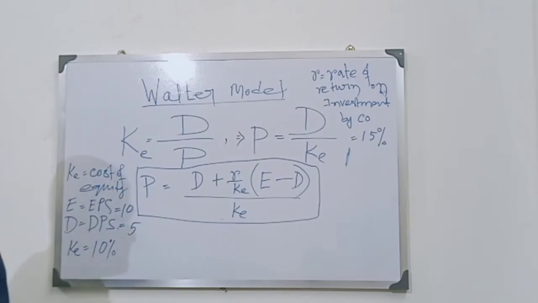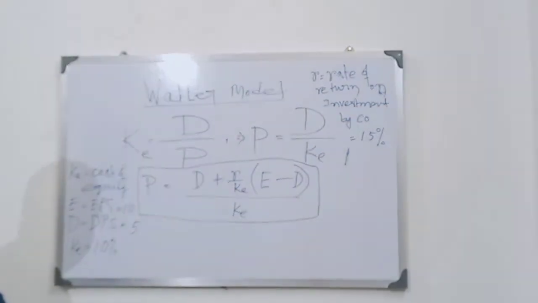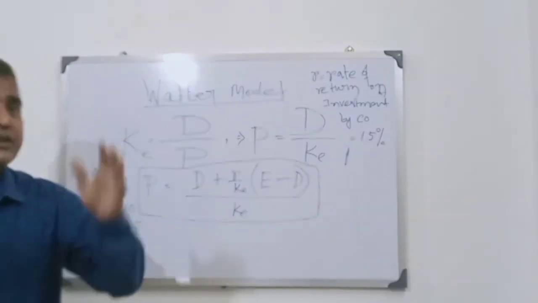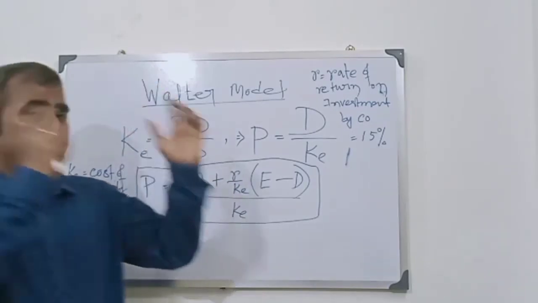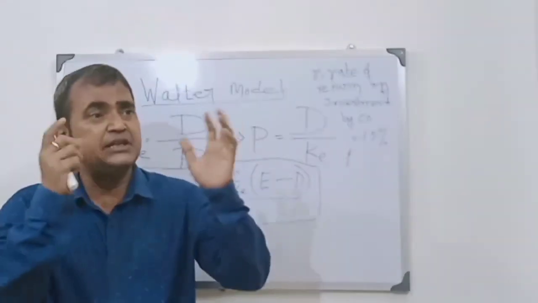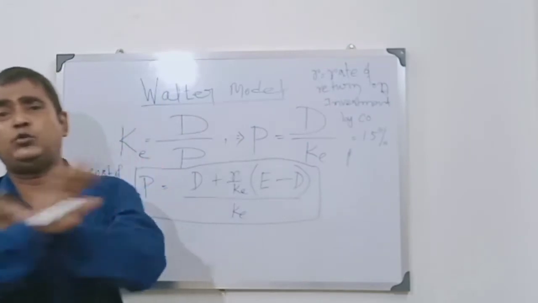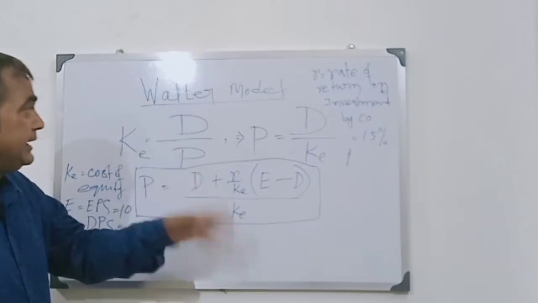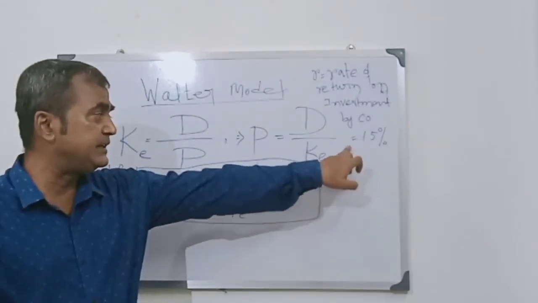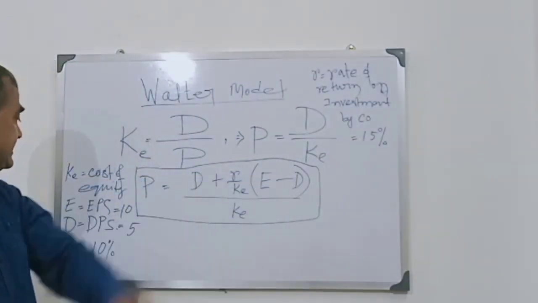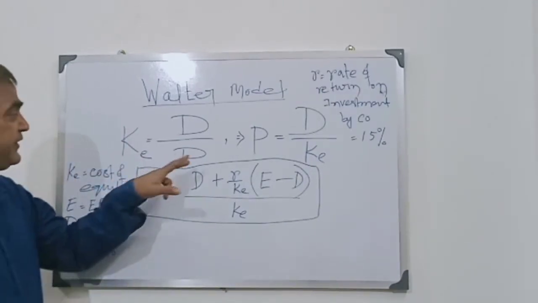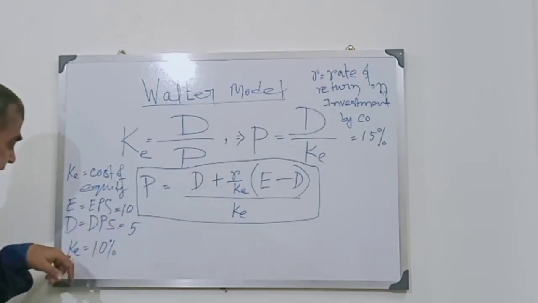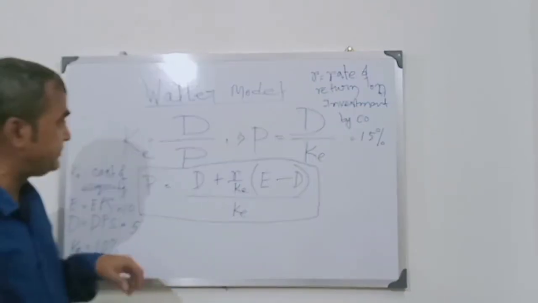What should be the market price of the share? That is a question. Here I am discussing once more the Walter model, which assumes the firm or company is financed only with equity capital, that is only owner's equity, no outsider, no debt. Next, the rate of return is 15%, which remains fixed for the business. Cost of equity also remains fixed. EPS is fixed, say 10, DPS 5, and Ke, the cost of equity, is 10%.